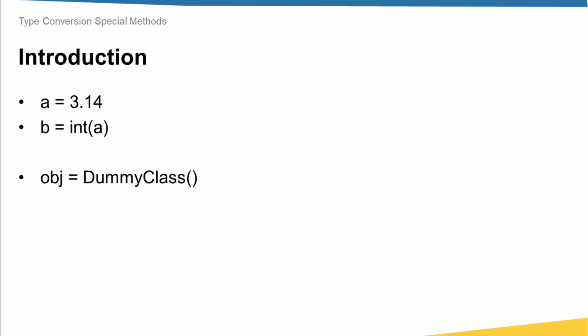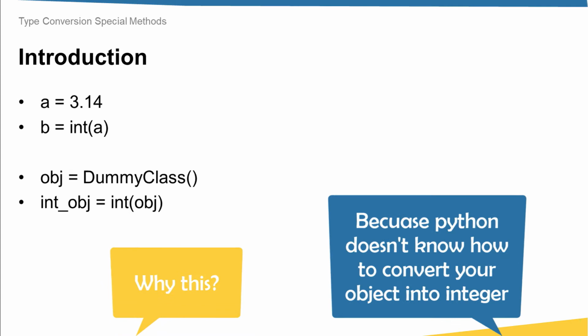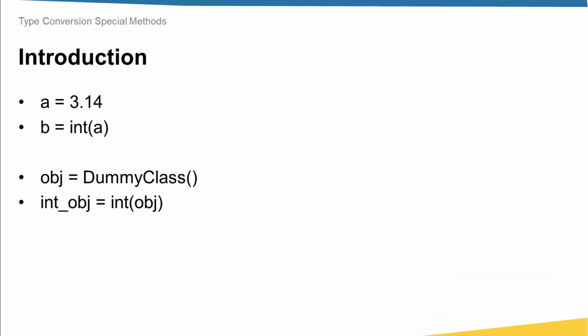But now let's say you have an object of your class and you want to convert this object into integer. What will happen if you try something like this in Python? Actually, you will get an exception. Why? Because Python doesn't know how to convert your object into integer. So, in order to learn how to make your class objects convertible into other data types, join me in this lecture.